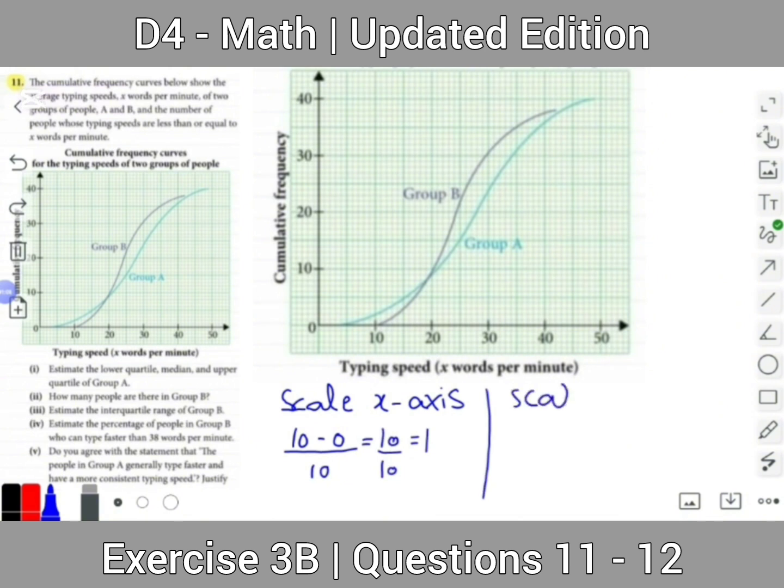Now the scale along the y-axis. The first two scaled points along the y-axis are 0 and 10. So 10 minus 0 divided by the total number of squares between these 2 points, and that is 10. So it will be equal to 10 divided by 10, which gives us 1. So each square unit along the y-axis is also equal to 1.